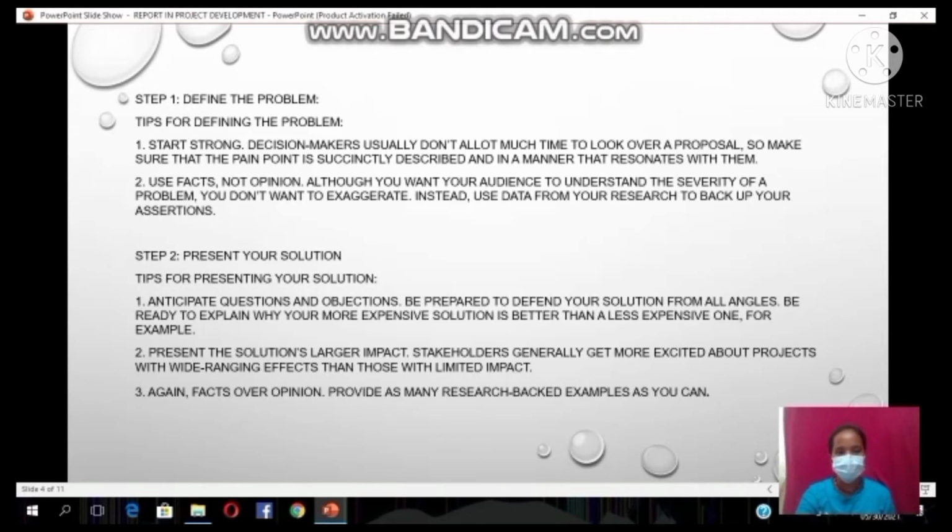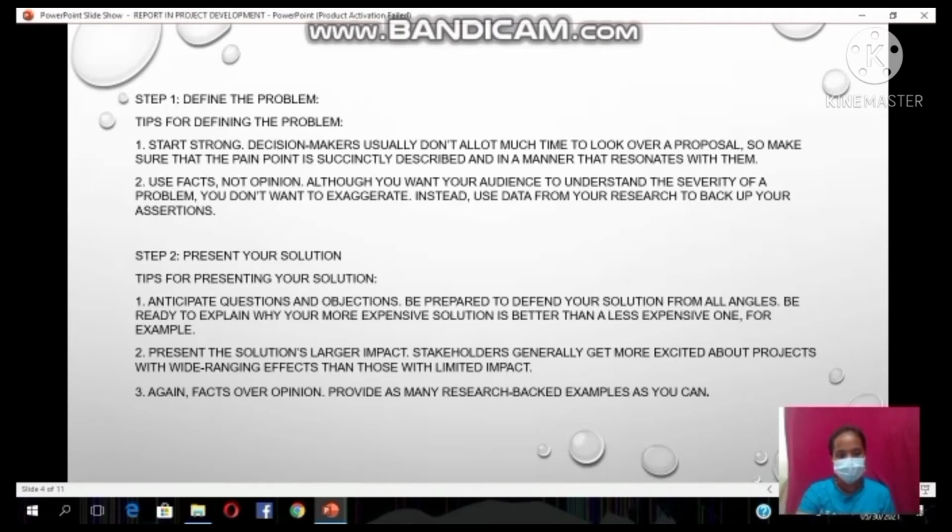Step 2. Present your solution. Tips for presenting your solution. Number 1. Anticipate questions and objections. Be prepared to defend your solution from all angles. Be ready to explain why your more expensive solution is better than a less expensive one.